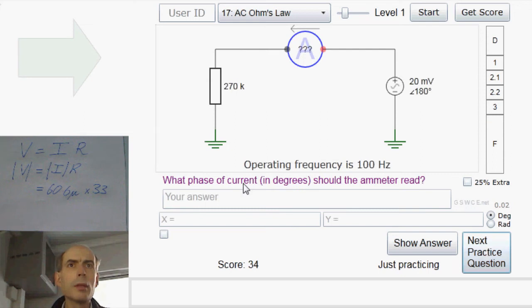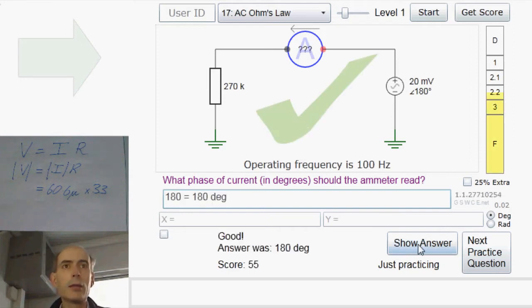Next. Phase of current in degrees should the ammeter read. This is very, very easy because that's a resistor. And for a resistor, the phase of the current is always the same as the phase of the voltage across it. So the answer is just 180. Next.